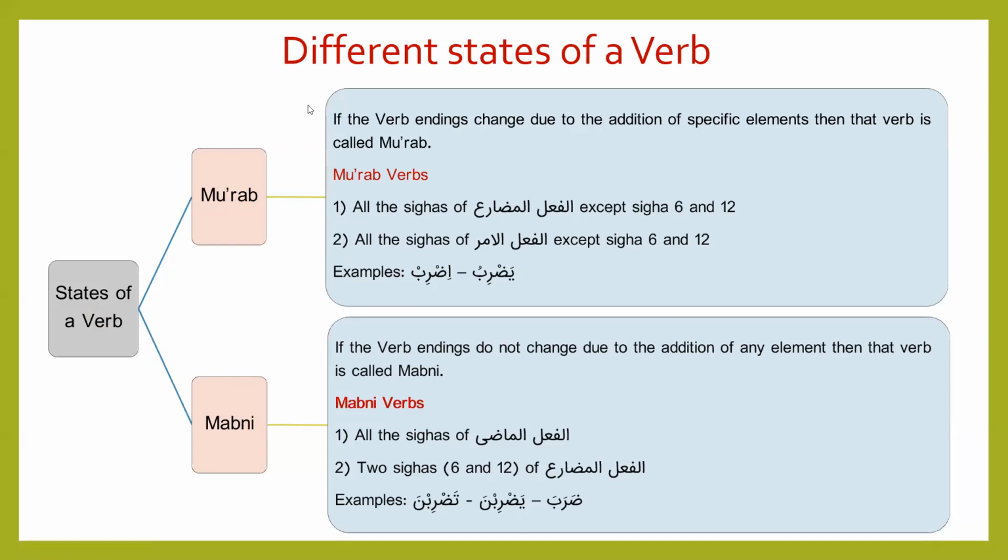Yes, Abbas, Shabir, Ismail, do you have a question? Sheikh, you said all sigas of Fele Amr except siga number 6 and 12, so siga number 6 and 12 go in Mabni. Yes, it will come here. I forgot. I should write here as well: number 3, the two sigas 6 and 12 for Fele Amr. It will come here. I forgot to write. Okay, thank you. I should mention here as well.